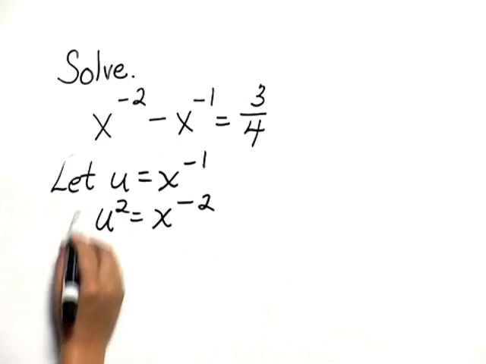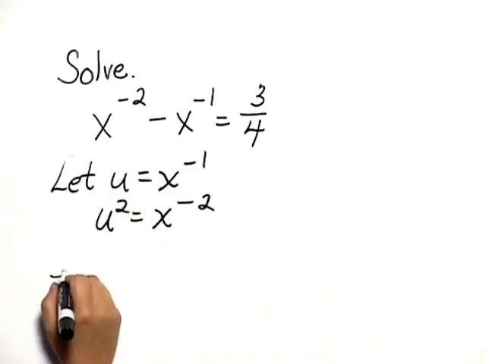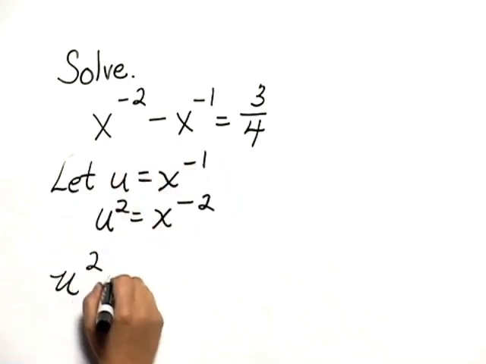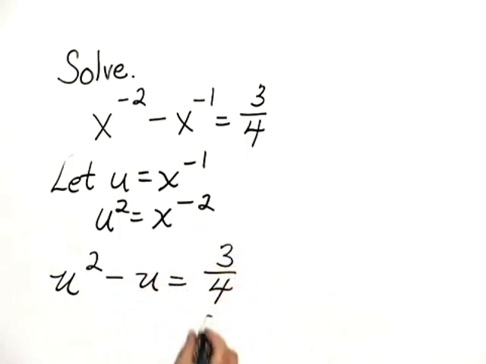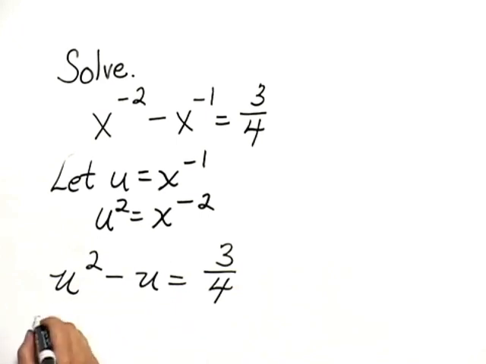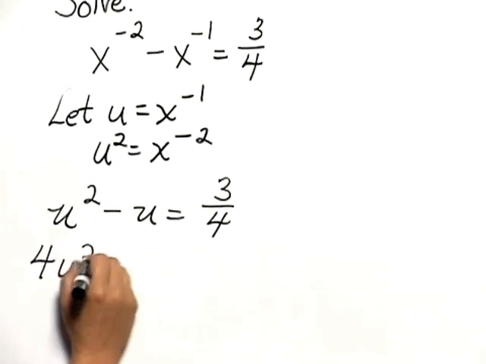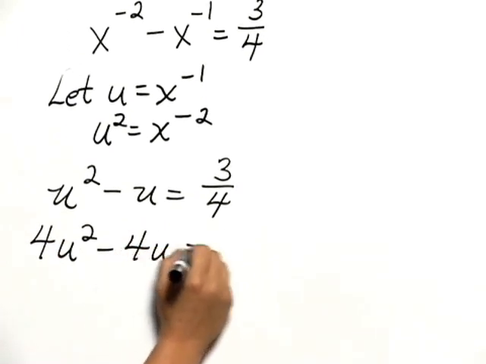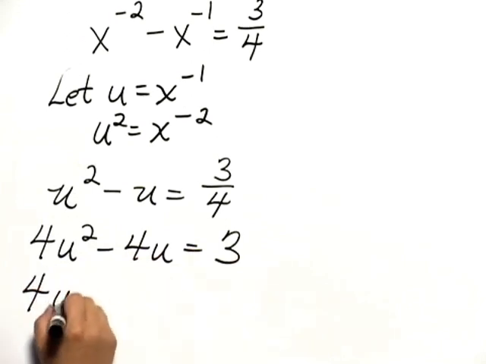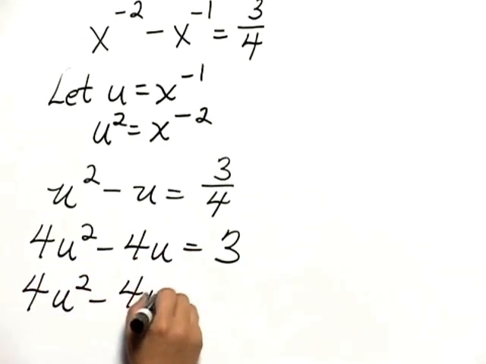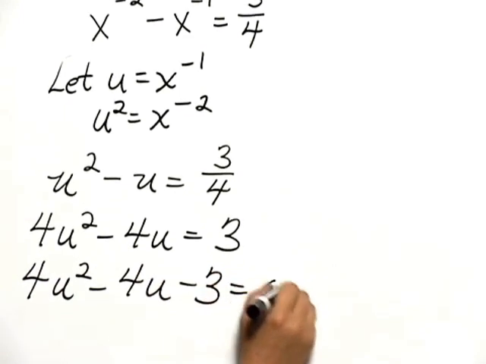So that we can substitute in here and have the quadratic equation u squared minus u equals 3/4. Now this is a substitution that's going to let us use quadratic techniques to solve this equation. At the end we'll have to solve for x again. If we multiply everything by 4, we have 4u squared minus 4u equals 3. Subtracting 3 from both sides, we have 4u squared minus 4u minus 3 equals 0.